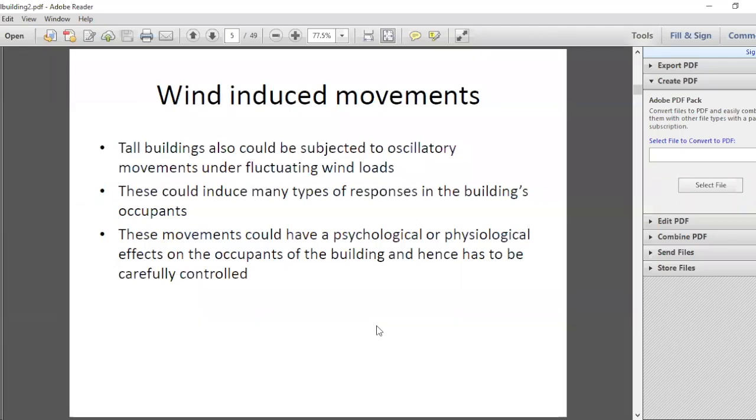So this movement can have psychological and physiological effects, because what happens is when the building is moving, if there's another building that moves in the other direction, then people will see this movement of the buildings and they might not like it. Whereas those who had this experience might be looking for it all the time, and they become people who are sensitive to the wind-induced movements in the buildings. So that also can become a problem, and the building might have a bad reputation if the building is moving too much.